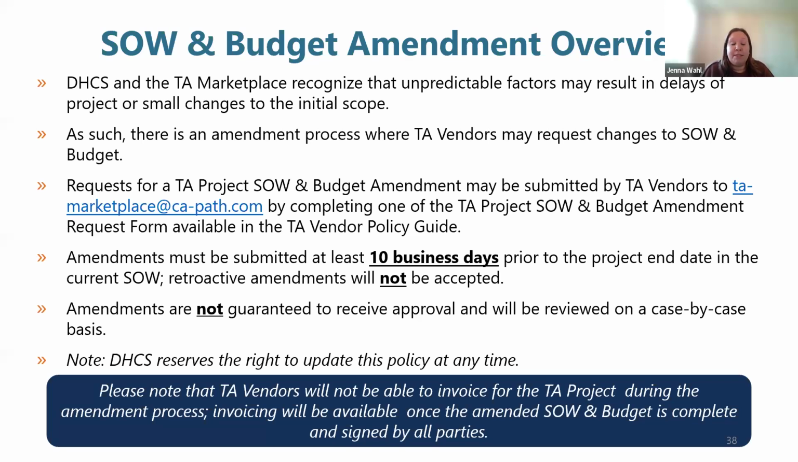Please note that amendments must be submitted at least 10 business days prior to the project end date, and retroactive amendments will not be accepted. We will not accept projects or amendments to projects that were completed in November and December. Amendments are not guaranteed to receive approval and will be reviewed on a case-by-case basis. Important to note is that as you are going through the amendment process, vendors will not be able to invoice during that process by which you are updating the scope of work and budget. You will be able to invoice once the scope of work and budget is complete and signed by all parties. Next slide, please.